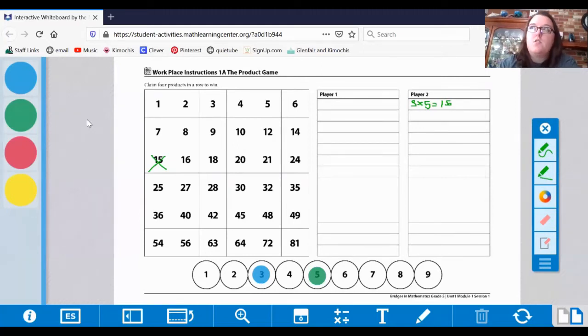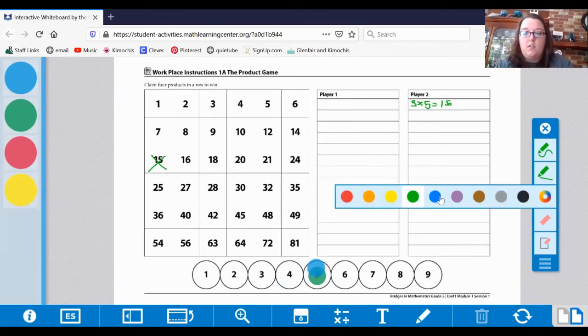So I want to think strategically, because the goal is to get 4 in a row, right up here at the top. 4 products in a row to win. Product is the answer to a multiplication problem. So if I want to get 4 in a row to win, I notice right here that I can block the green by blocking this one, because now they can't get 4 in a row. So I'm going to take this one and I'm going to stack it right here.